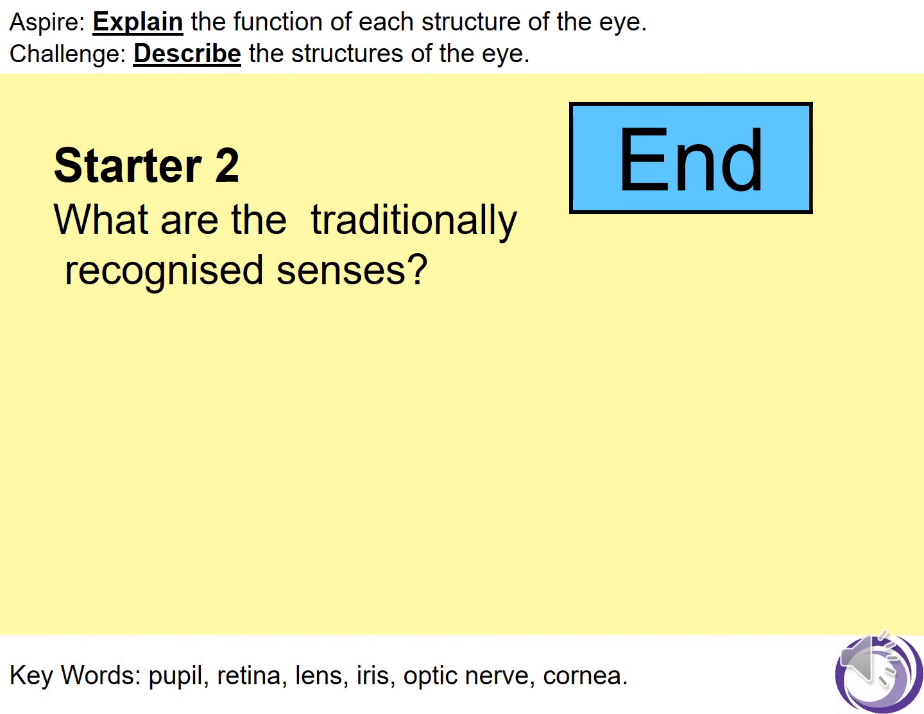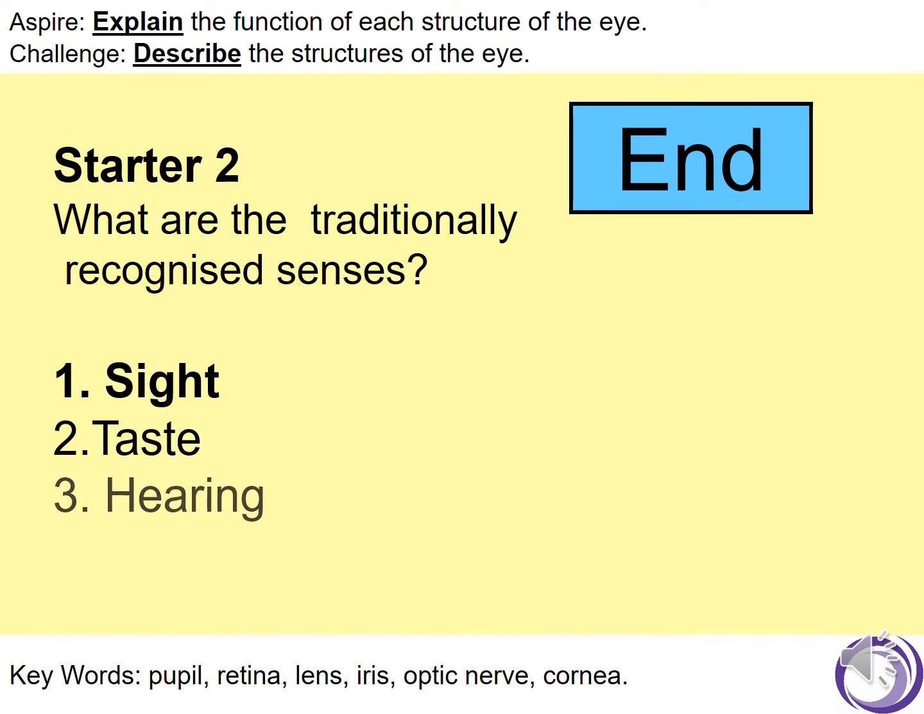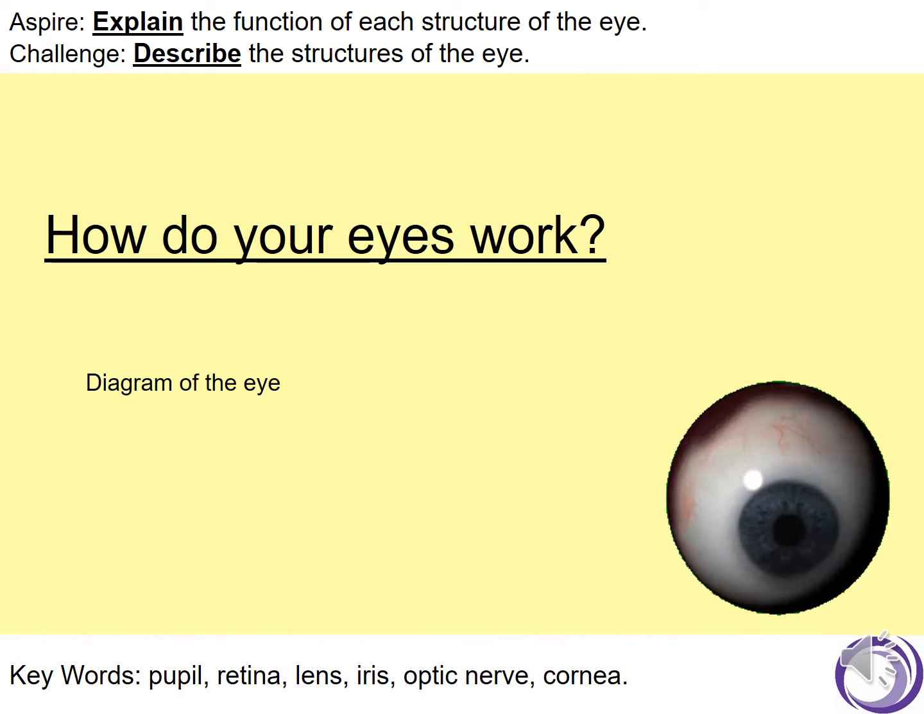Very good. So let's just have a quick look at those. We've got sight, which is of course connected with light. We've got taste, which is chemically orientated in our food. Hearing with sound, and then we've got touch, which of course is a pressure on our skin. So those are our traditionally recognised senses.